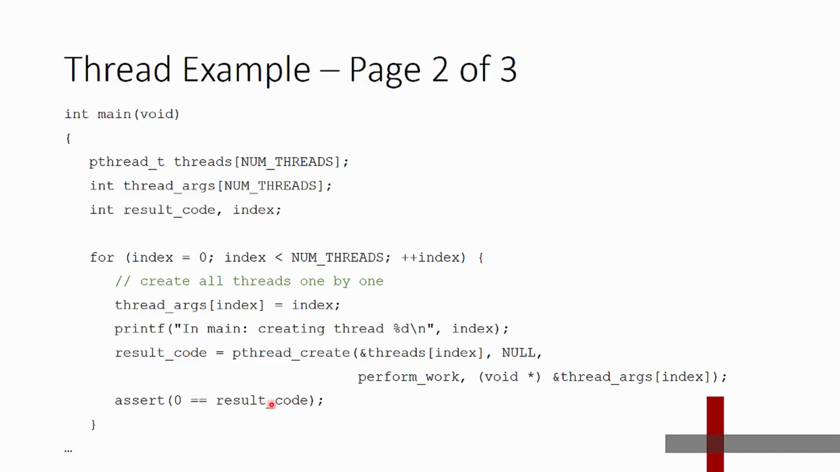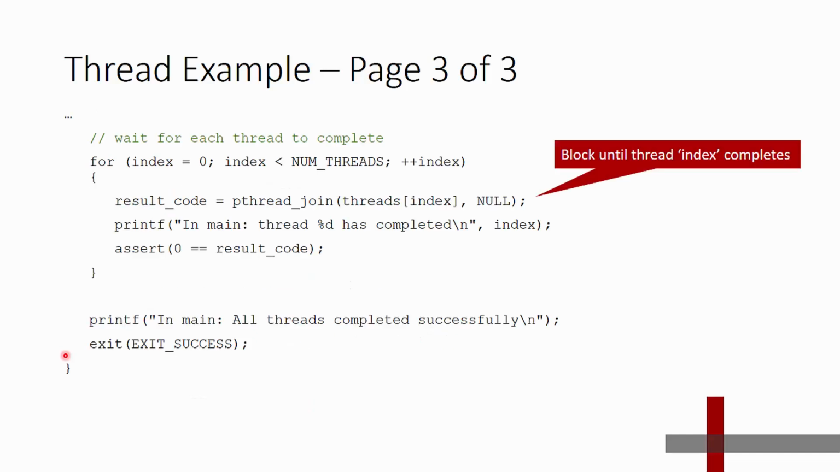Assert 0 equals result code. This little function here is going to verify that our result code actually gave us 0. So if this wasn't the case, then assert would fail and the program would stop. But you could write this as basically an if statement. You could say if result code is not equal to 0, then die. But assert is kind of just a faster way to do it, a little bit of a fancier way to do it. All right, so down here, let's look at what happens with our thread example here.